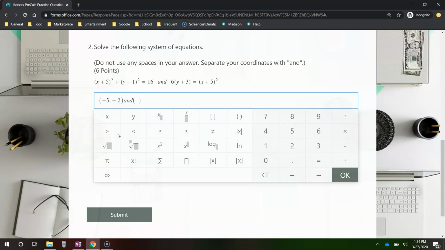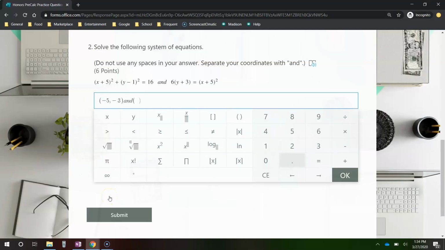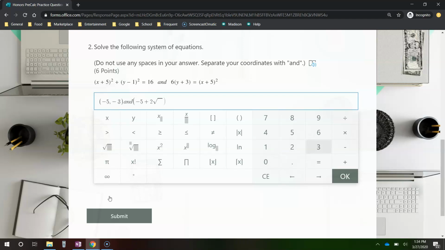And okay, so my next point is going to be -5 plus 2 radical 3. Okay, so I've got -5 plus 2 radical 3. All right, now I need to get out from under the radical so I can put the comma.